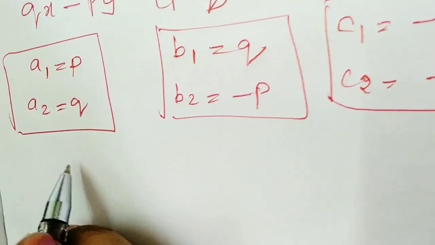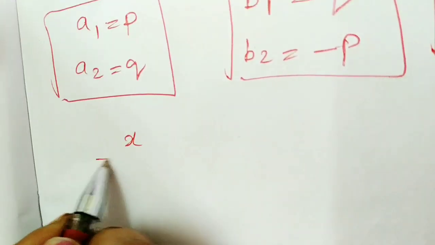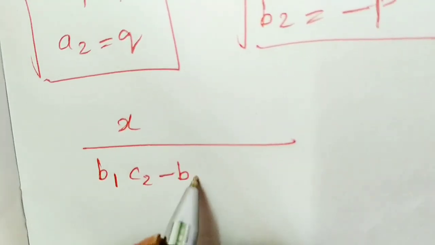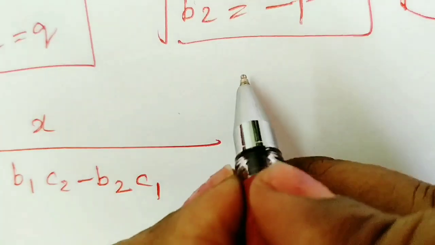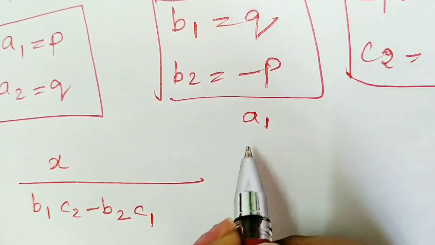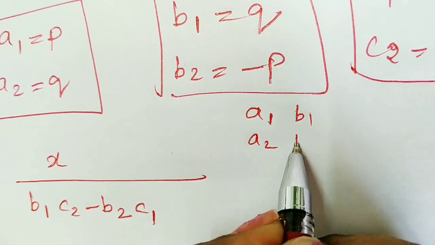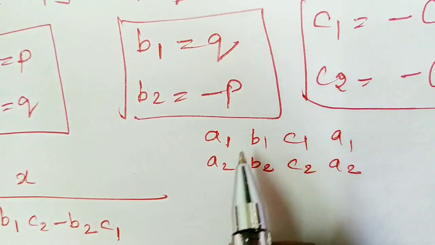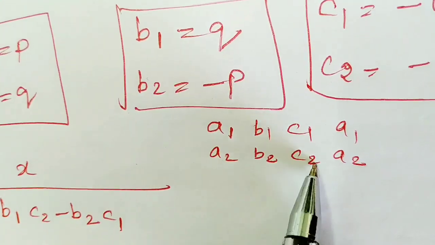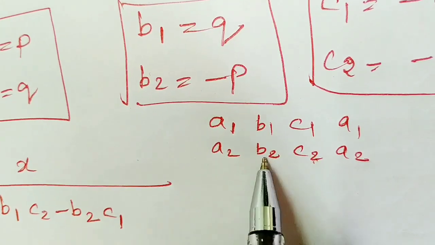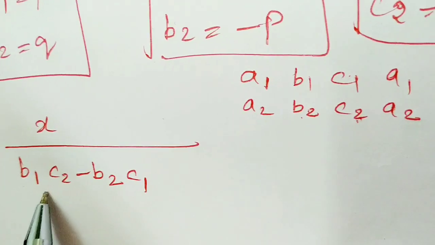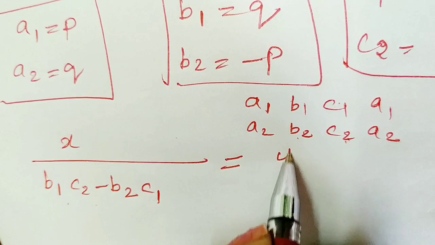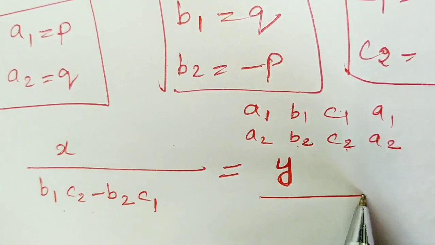Now we will write the formula. What's the formula? x by, in the previous video I said, b1 into c2 minus b2 into c1. Suppose if you want to memorize the formula, you can write like this: a1, a2, b1, b2, c1, c2. Again a1, a2. How will you remember? x by cross multiply. b1 into c2 minus b2 into c1. I wrote here b1 into c2 minus b2 into c1 is equal to y divided by.